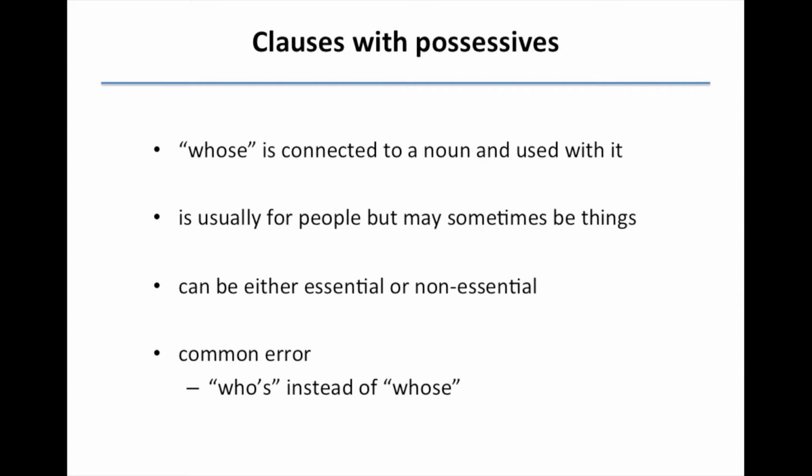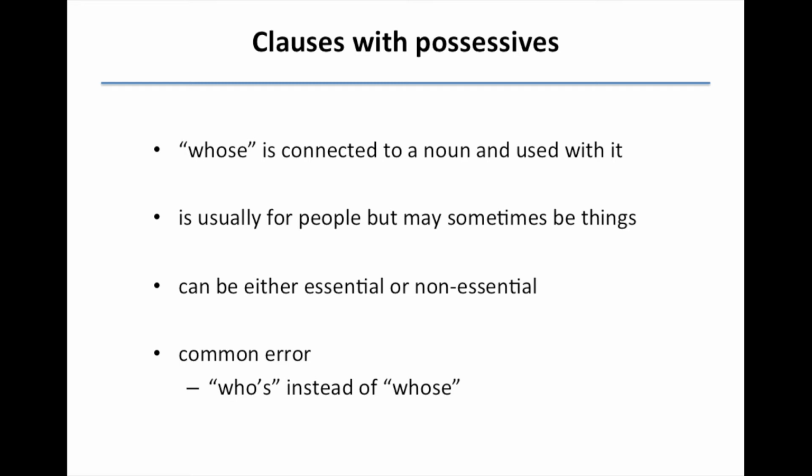Let's look at the clauses that use possessives in a little more detail. Some points to remember are that the word whose should be connected to a noun and used together with it as a unit. Whose is usually used for people, but you'll also see it being used to refer to things. For example, you might hear the car whose engine doesn't start, or a paraphrase of that would be the car with the engine that doesn't start.